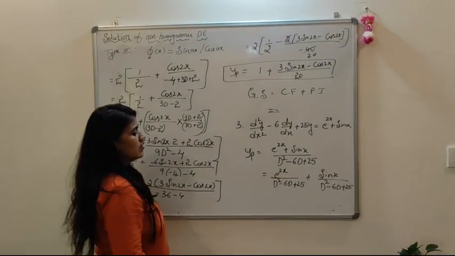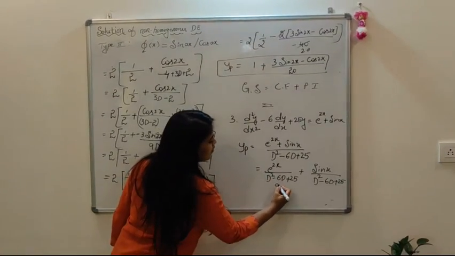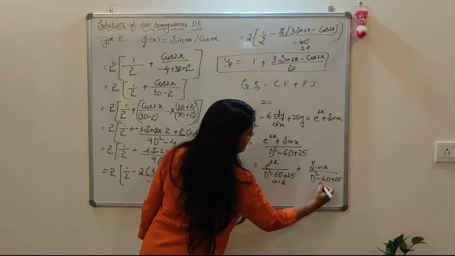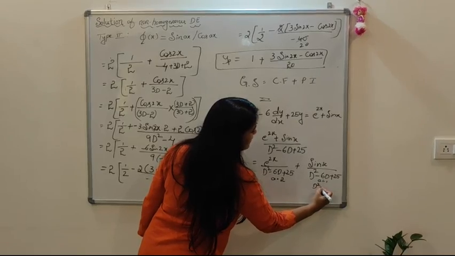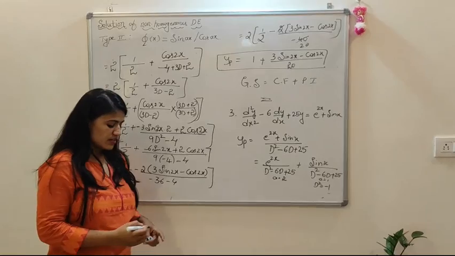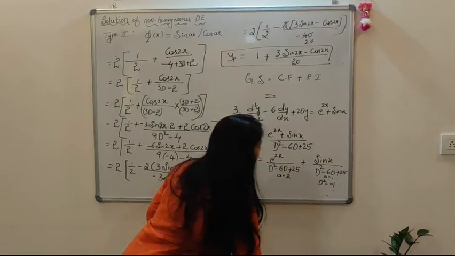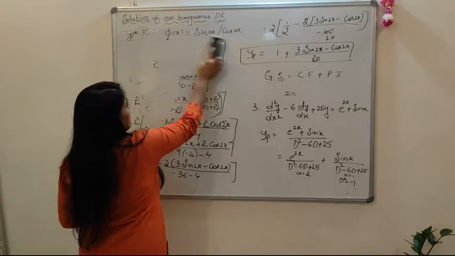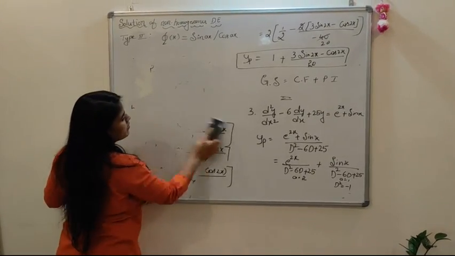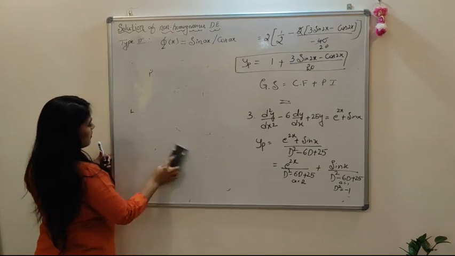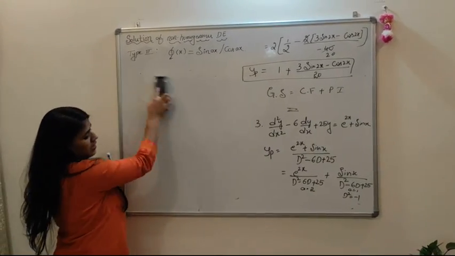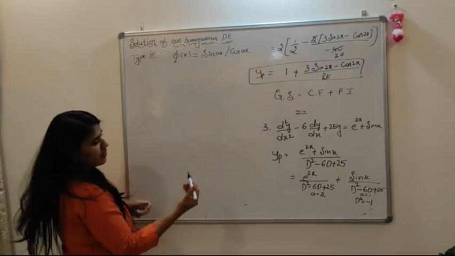So here e power 2x is type 1, which means we should replace d by a. A is 2. Here, for sin x, a is 1. So we should replace d square by minus 1, replacing d square by minus a square according to the type 2 working rule. So I'll find separately yp1 and yp2, because sometimes one particular term will not be obtained in one single step. So I'll take them separately and find the solution.